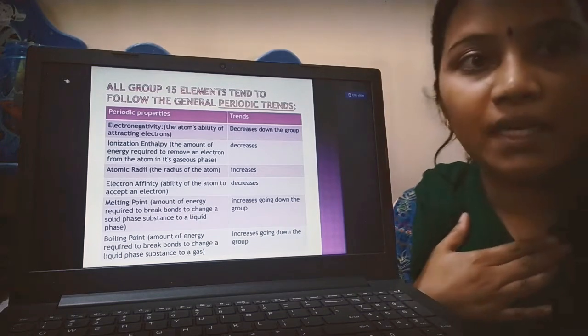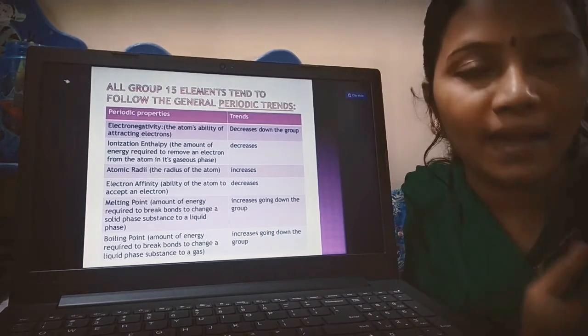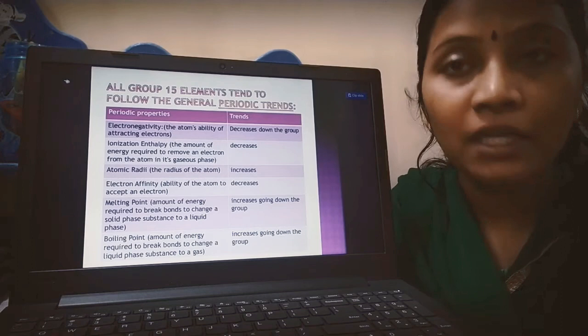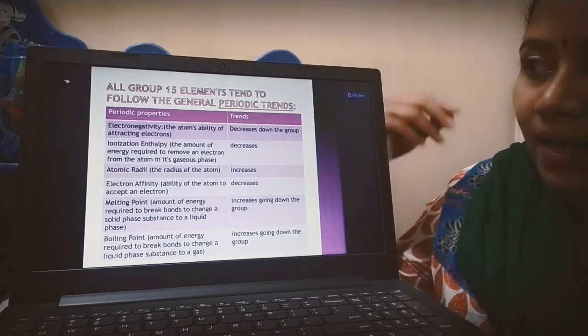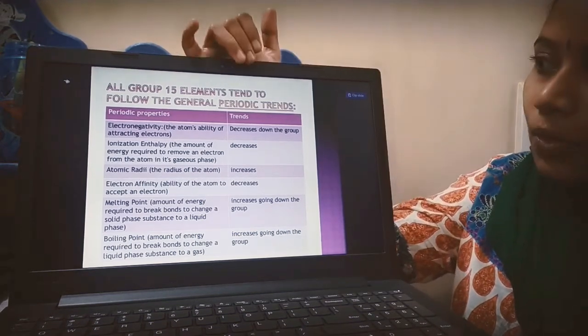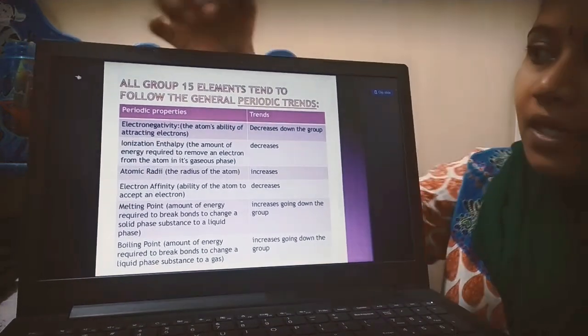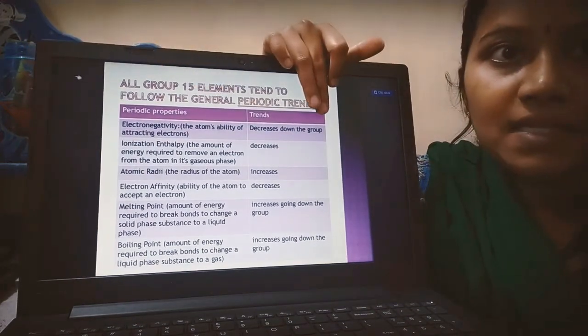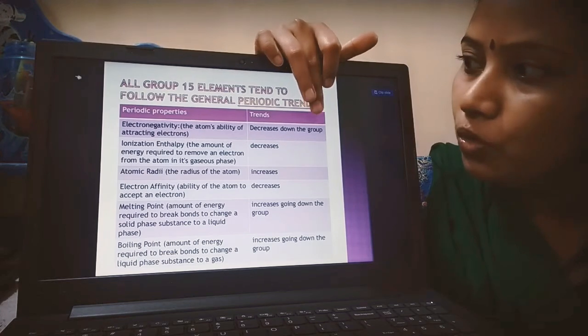I am possessing a negative charge, which means I will be attracting. I am more electronegative, so I have the ability to attract electrons. So what happens to this electronegativity? It decreases as I move down the group.